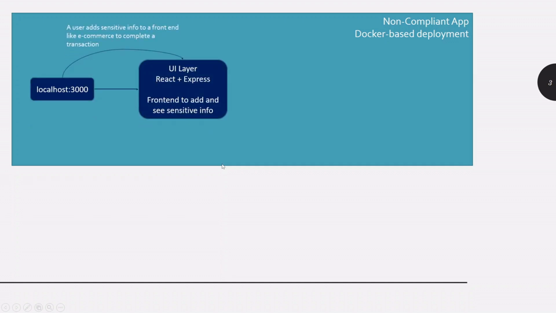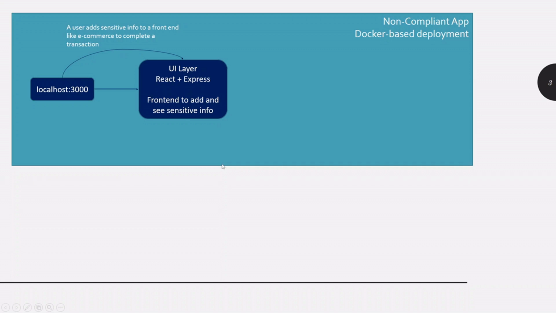To give a high level overview, to start with, I will be working with a non-compliant app, a multi-tier application with UI, backend, and database that can be deployed in Docker. The way this application is going to work is that the user can go to the UI and add sensitive information. Some of the use cases can be e-commerce, where the user provides sensitive information, or banking apps. Those are the kinds of areas where such information is exchanged.